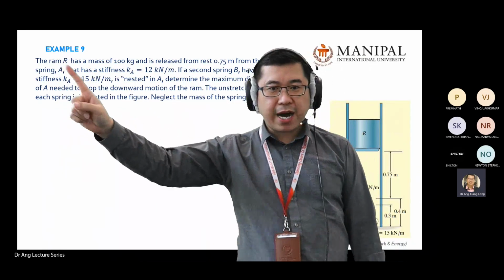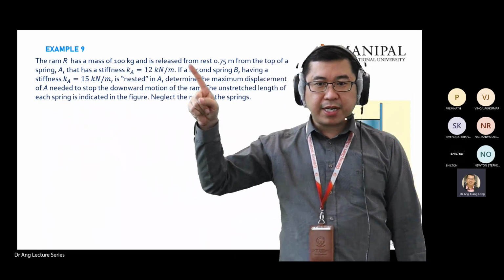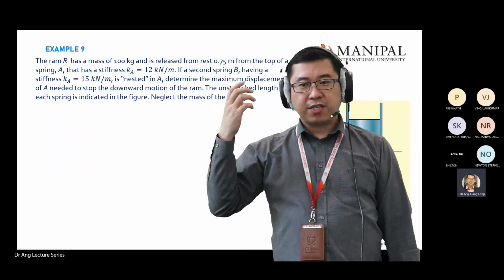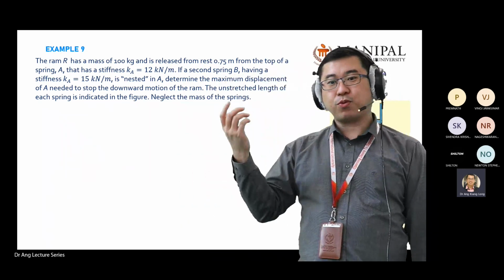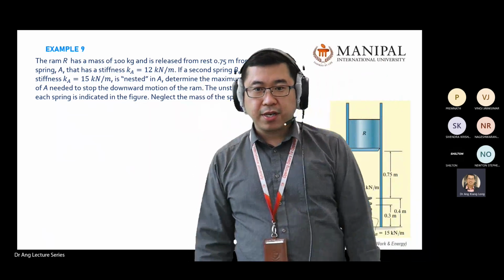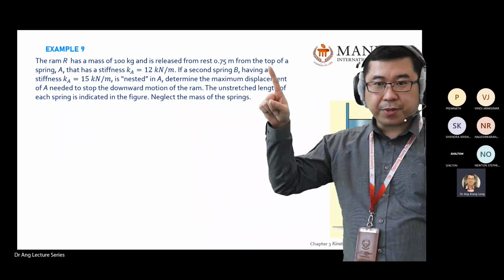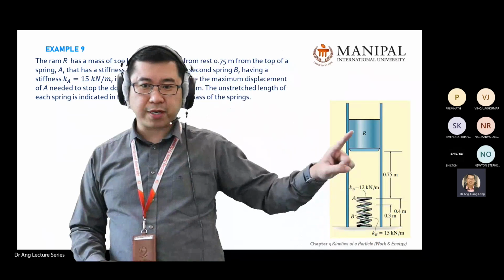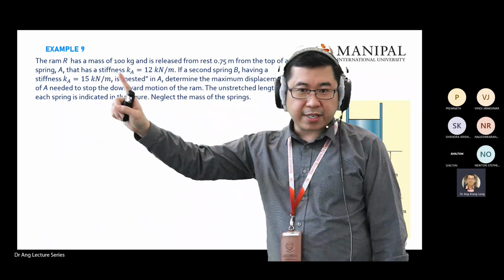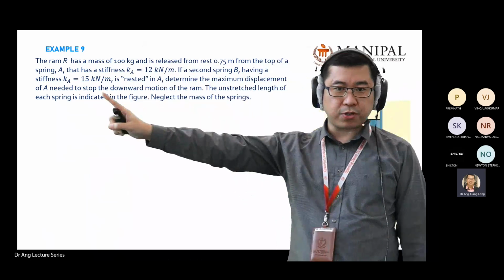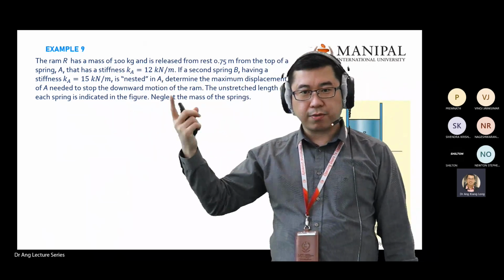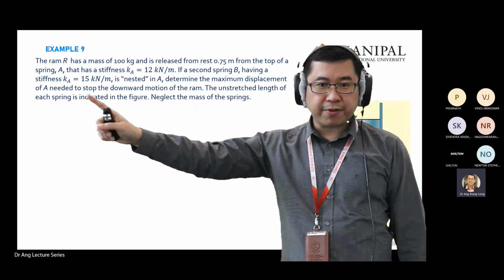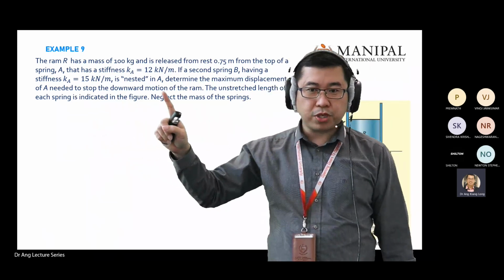You have the object with mass in kilograms, released from rest. So it gives you the initial condition, which is V initial, V1 equal to 0, from rest. Then 0.75 from the top of a spring, meaning it is 0.75 from the spring. That has a stiffness of so and so. The second spring B has so and so stiffness and is nested in A, so it means that you have a composite spring there. Determine the maximum displacement of A needed to stop the downward motion of the ramp.